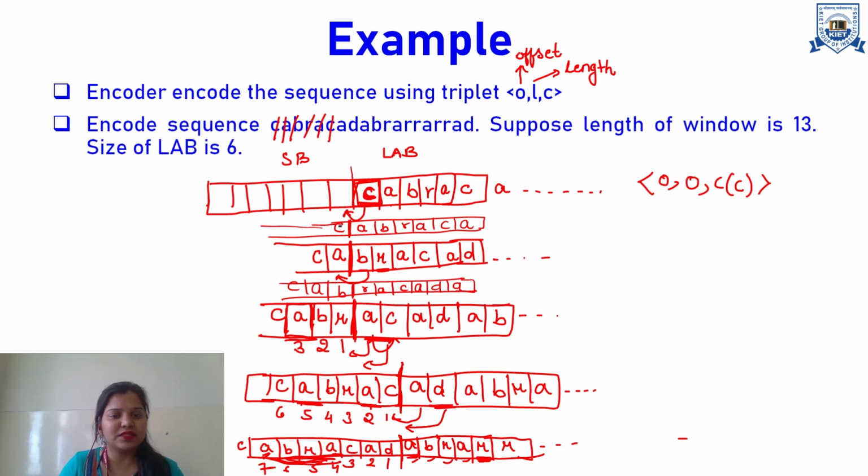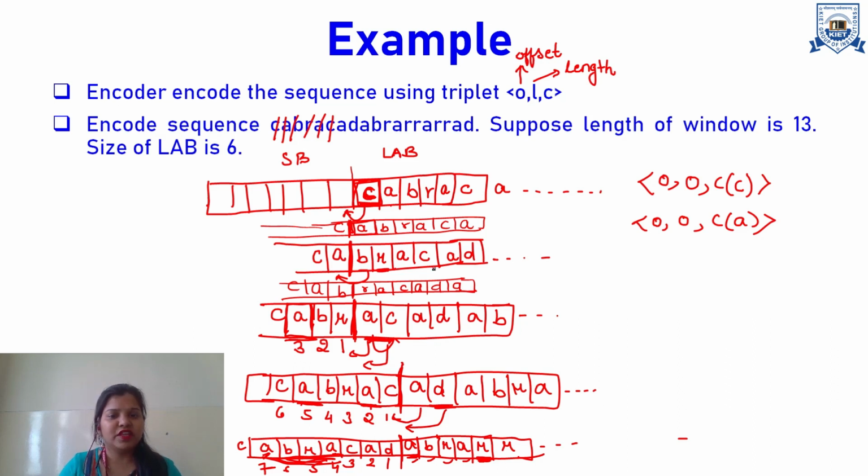So C is moved towards the search buffer, and now I have this sequence. Again check A, do we have any match for A? No, so offset will be 0, length will be 0, and we will send code for A itself. Now A will be slided towards the search buffer, we have slided here. Now this is the sequence.